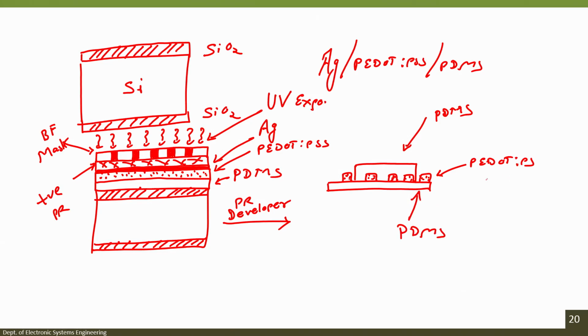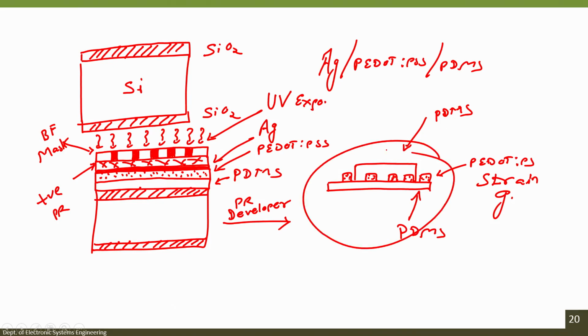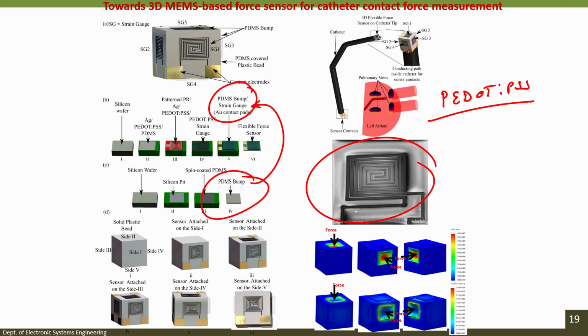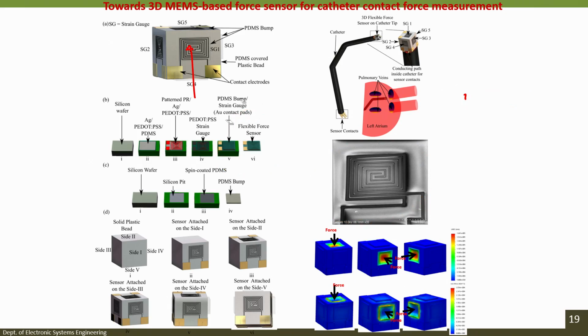PDMS, then PEDOT:PSS strain gauge, and then the PDMS on the top, right. This is your sensor. How? Let us see. Now, if I do that, then this becomes your flexible force sensor. So, if I press this particular sensor, it will bend, and that bending or strain in the sensor will cause change in the resistance, because it is a piezoresistive sensor, right. This is what is shown in the figure.